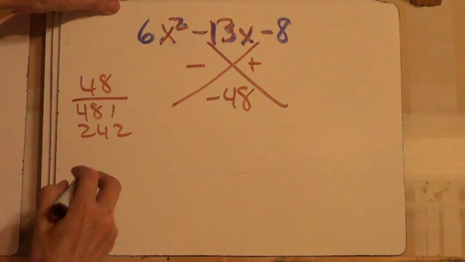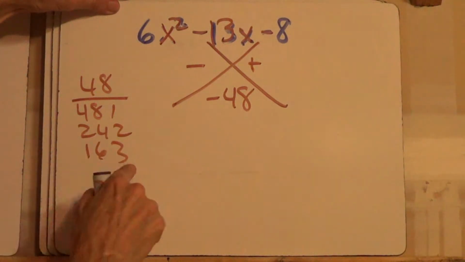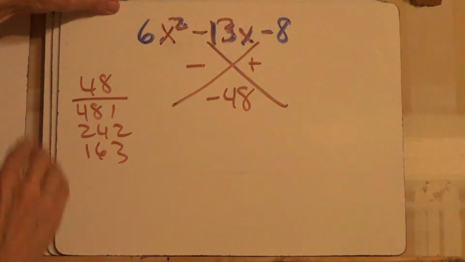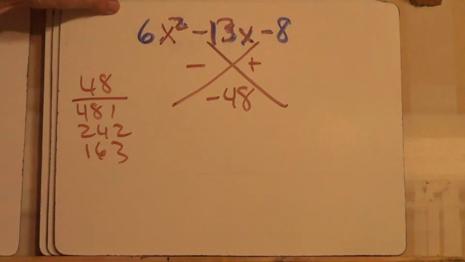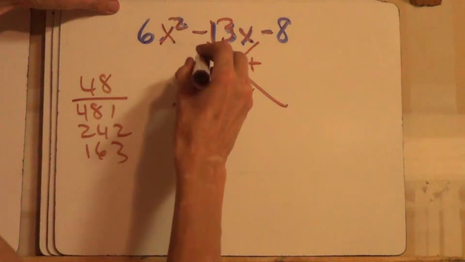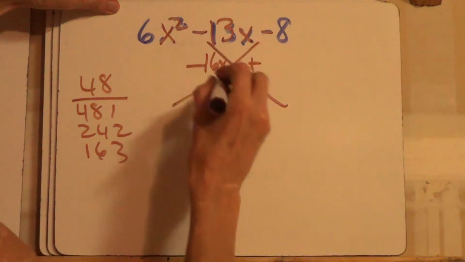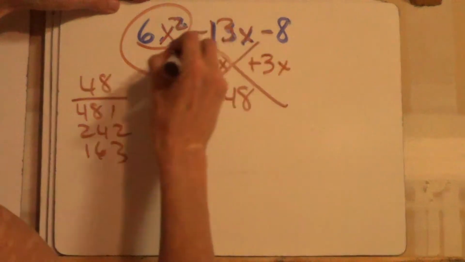24 and 2 is 22. 16 and 3, there we go. 16 minus 3 is 13. I really do just count up 1, 2, 3, 4, and I just keep going until I get it. So the one that's farther from 0 will match that sign, so it's a negative 16x and a positive 3x. Old man glasses.